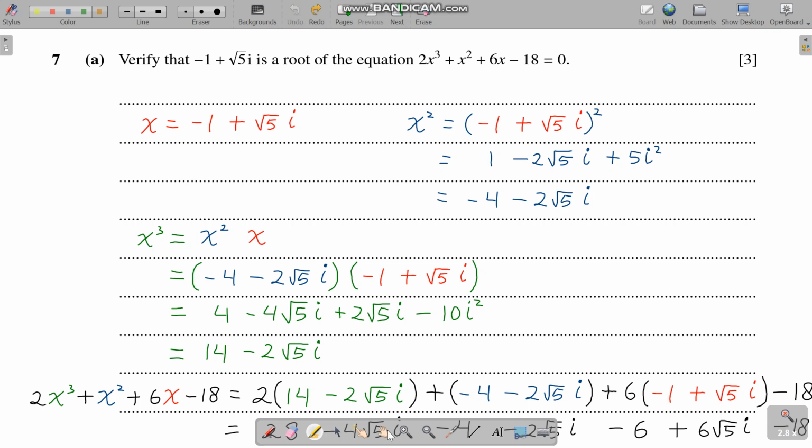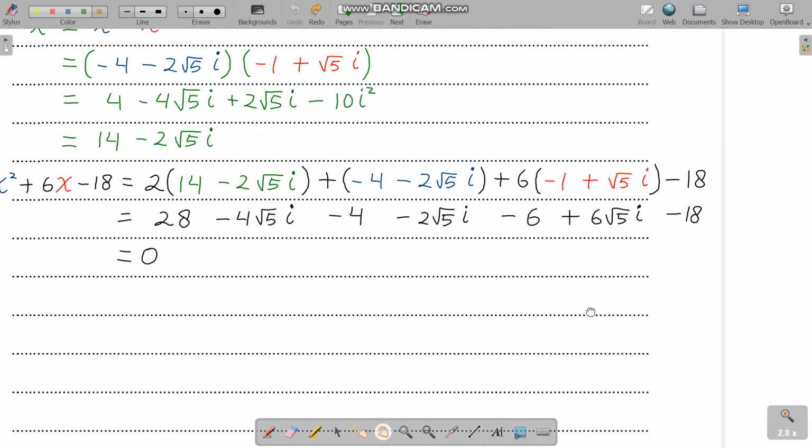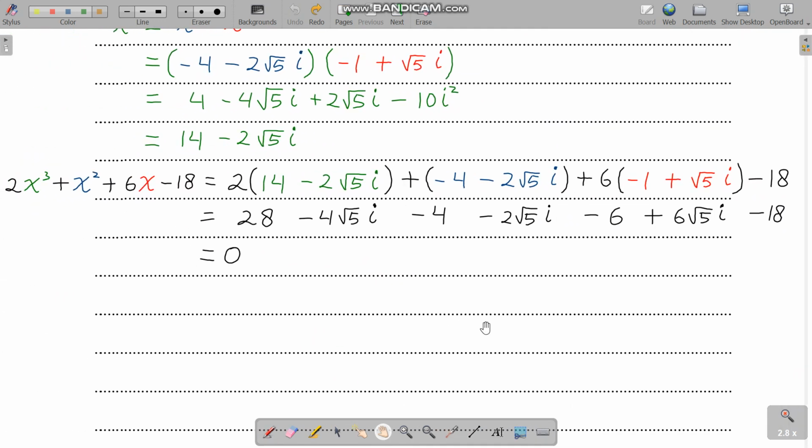So we have x squared, x cubed, we can plug in. So we replace the x and the x cubed and the x squared. We replace everything, and then we open up the brackets, times 2 and times 6. And when we simplify, 28 minus 4 minus 6 minus 18, there'll be 0, and -4 minus 2 plus 6, there'll be also 0. So that proves that x is a root. -1 plus root 5i is a root.